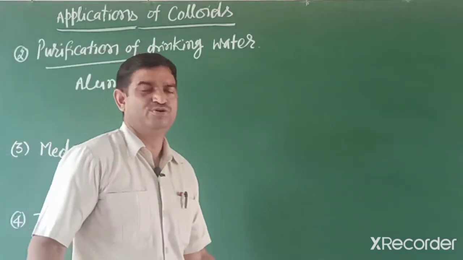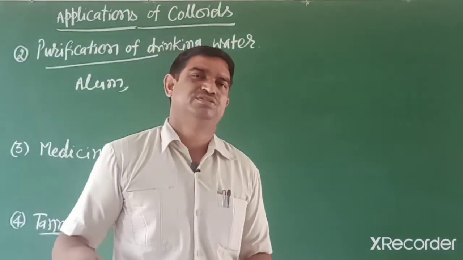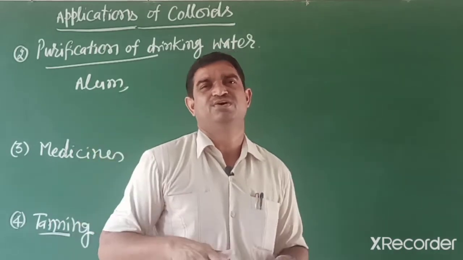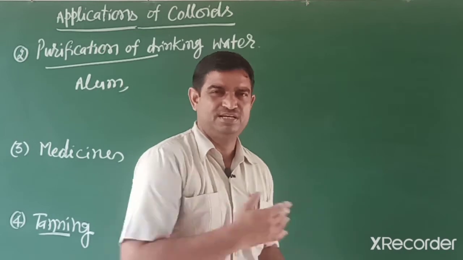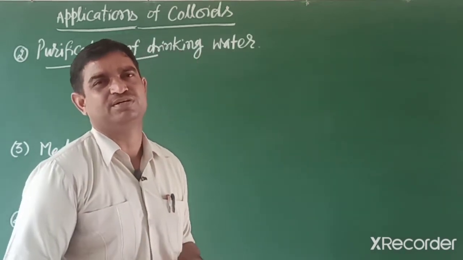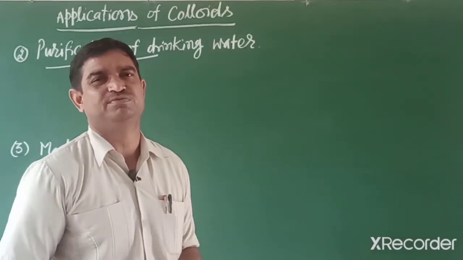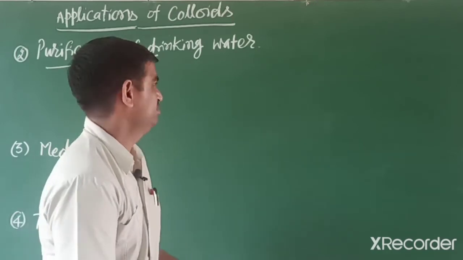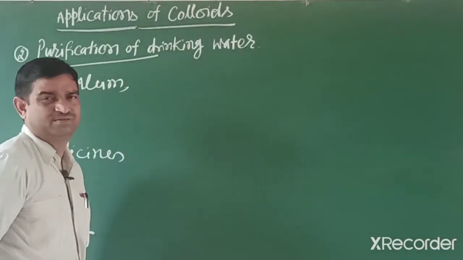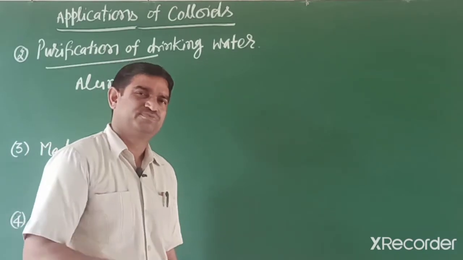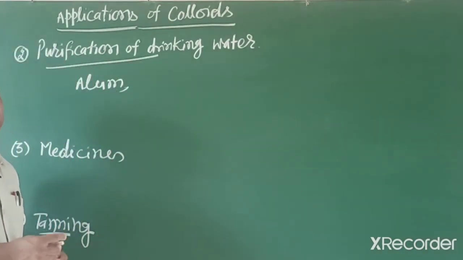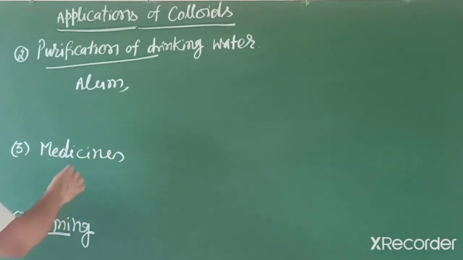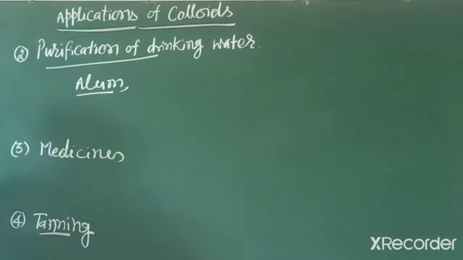That alum, we know the Hardy-Schulze rule. The suspended particles settle down at the bottom in a separate tank, and then further by using chlorination or bleaching powder, that water we can use for drinking purposes. So we can apply the knowledge of colloids, how we can precipitate out, that is coagulation. That way we can separate drinking water.